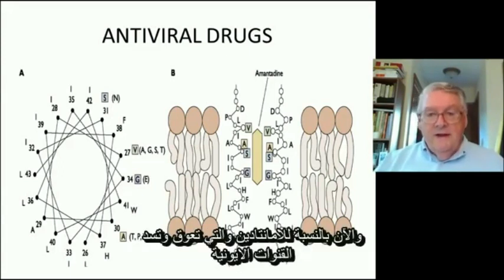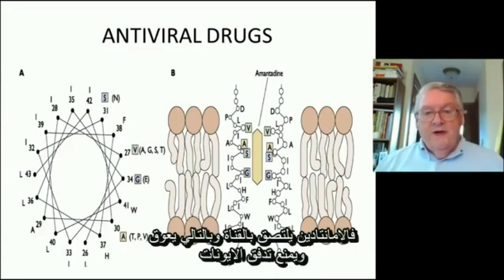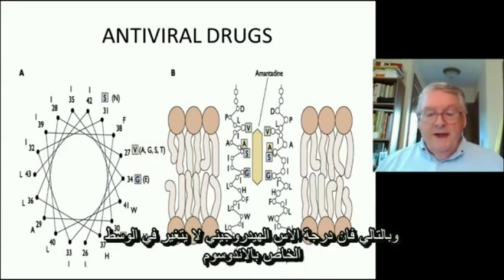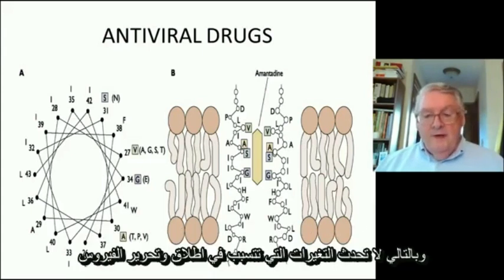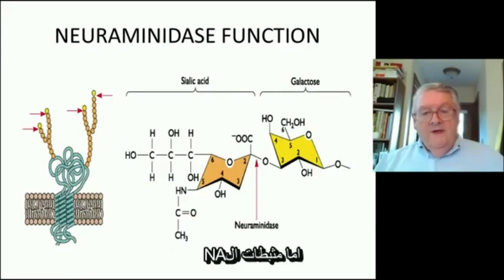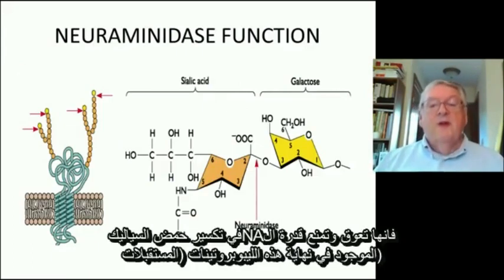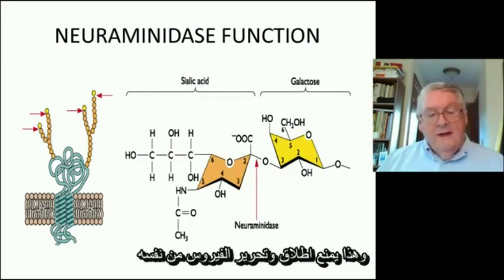Now, for the amantadine, as I said, this blocks the ion channel. So the amantadine just sticks into the channel and blocks it and prevents the ions from flowing, and hence the pH doesn't change in the endosome and the virus doesn't uncoat. For the neuraminidase inhibitors, they block the ability of the neuraminidase to cleave off the terminal sialic acid on these glycoproteins, and that again prevents the release of the virus from the cell.